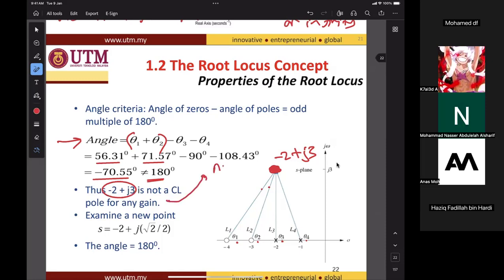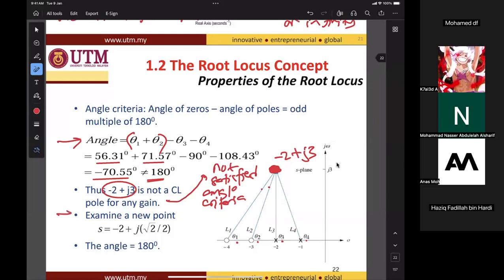Okay, it is not satisfied with the angle criteria. If the angle criteria is not satisfied, there is no point in using the gain criteria. Firstly, it is not fulfilled, so minus 2 plus J3 is not a root locus point.